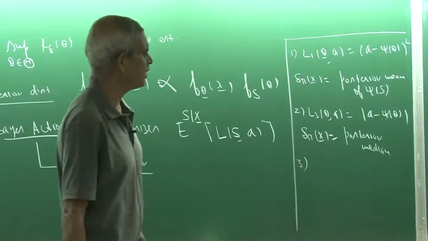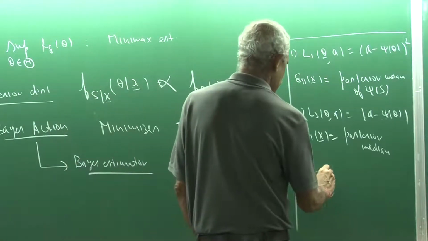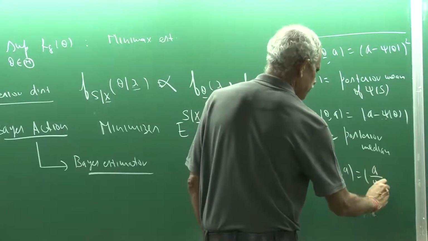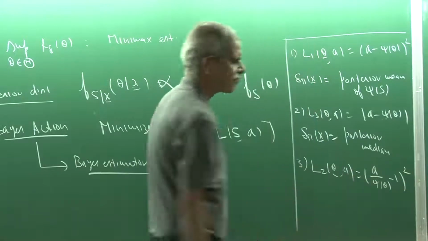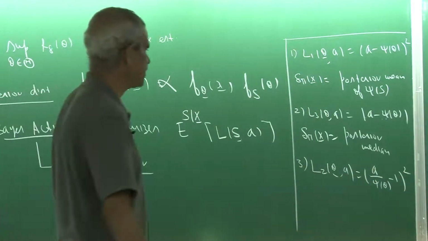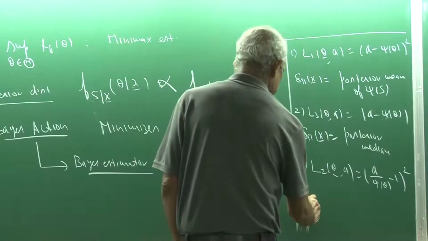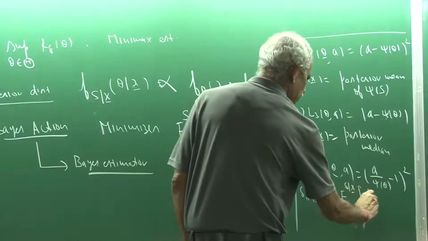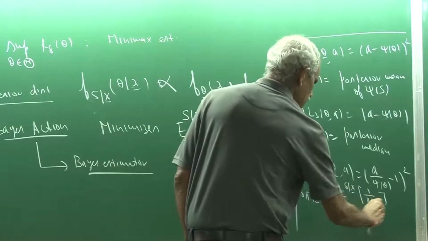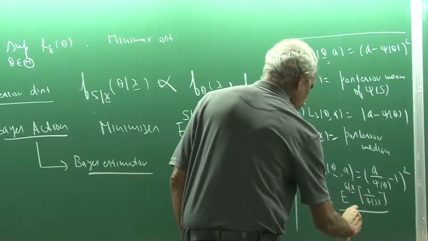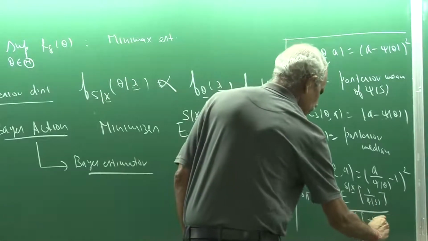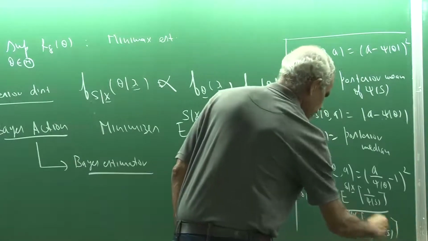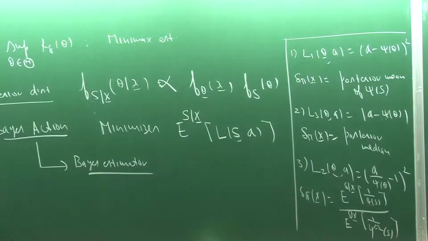Then the third scenario which we considered was L2(theta, a), let us say (a by psi(theta) minus 1) whole square. Now in this case, what we saw was the Bayes estimator is nothing but expected value of S given X of 1 by psi(S), divided by expected value of S given X of 1 by psi square(S). So that is all we saw yesterday.